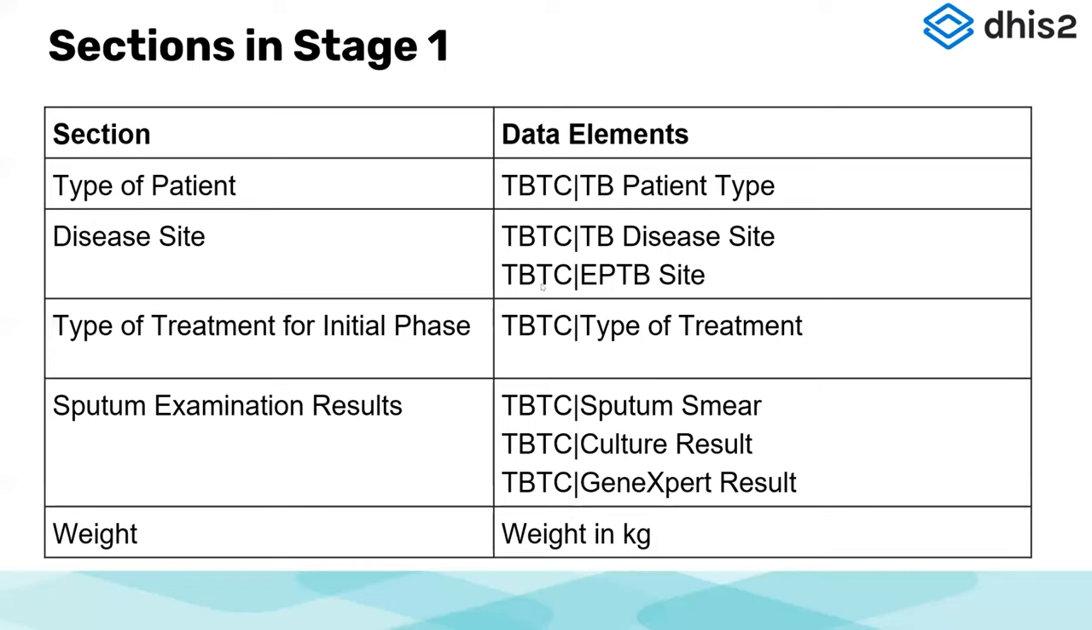So these are the sections that you will see in the first stage. We have a section for the type of patient, the disease site, and type of treatment for initial phase, the sputum examination results, and the weight. So what we are going to do is to configure these five sections and then add each of these data elements to the relevant section, right? So let's do that now.